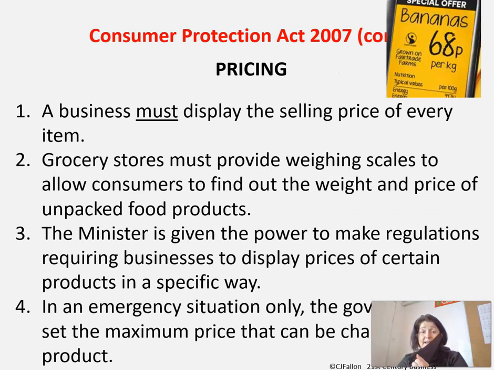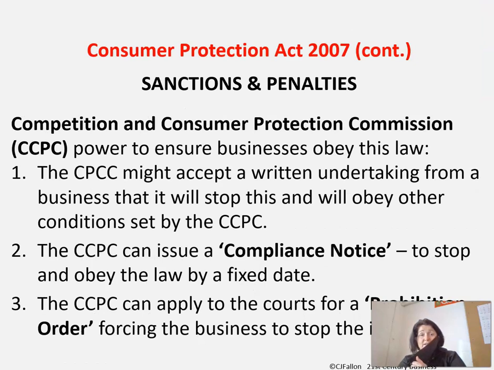A business must display the selling price of every item. So this is how the pricing works. Grocery stores must provide weighing scales to allow customers to find out the weight and the price of unpacked food products. The Minister is given the power to make regulations requiring a business to display prices of certain products in a specific way. So sometimes fruit and vegetables have to be priced per kilogram. The Consumer Protection Act also states that in an emergency situation, only the government can set a maximum price that can be charged on a product, and many felt that the government should have done this with regard to face masks in the beginning and hand sanitisers. Consumer Protection Act 2007.